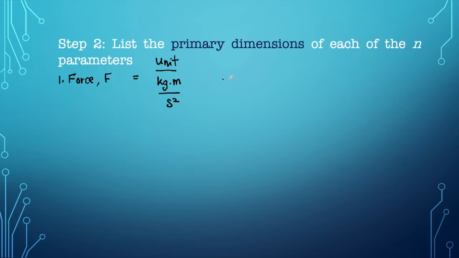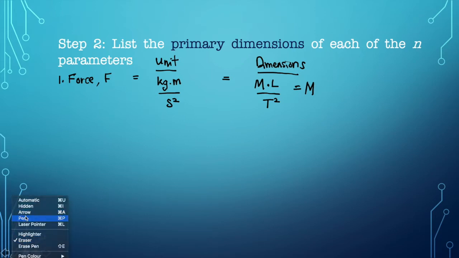And then we change it to dimensions. The dimension for kilogram is mass, M, times the dimension for meter, L, and then divided by the dimension for second, T. Now, second is squared, so T is squared. Change into another form, so I will write it like this: M L T minus 2.